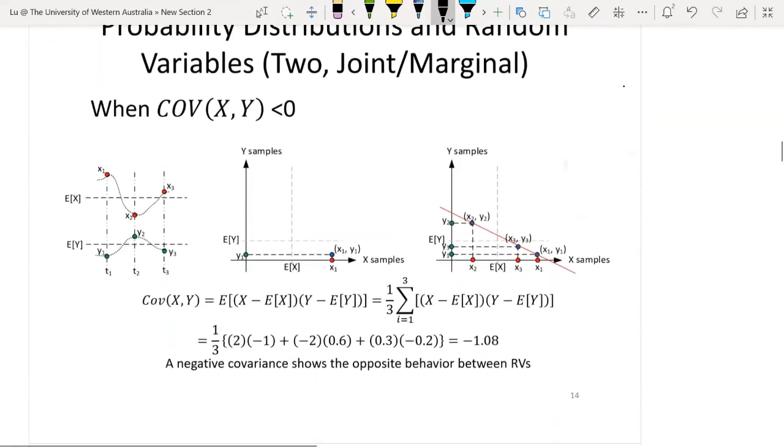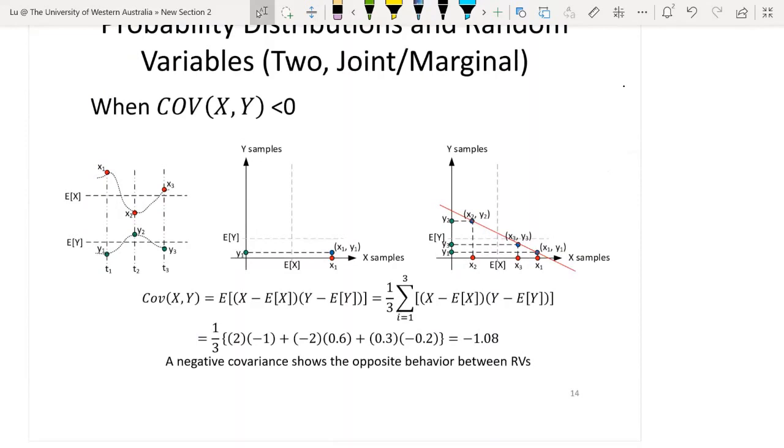Okay. Another case: if the covariance between x and y is smaller than 0, is negative. In this graph, we can observe that when x1 is high, at the same time, the y1 sample is lower than the average value of y. But at T2, if the x2 sample is lower than the mean of x, y2 becomes higher than the mean value of y. And at the moment T3, this relationship is reversed again. You got high, I got low.